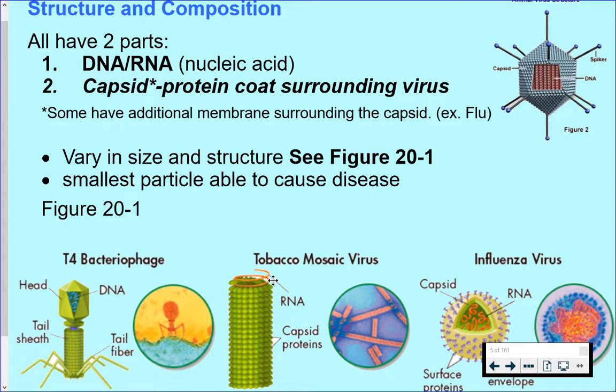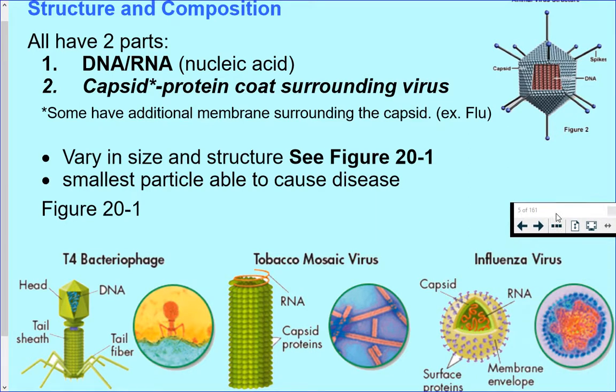Of course, you know that's the instruction for living things to make proteins. And then on the outside of that DNA or RNA, a virus will have a capsid, which is one of your vocabulary words, and that's just a protein coat that surrounds it and protects it. Some viruses, like the flu that you see here, will have an additional membrane that surrounds the capsid. You can see here, that's the membrane envelope around it.